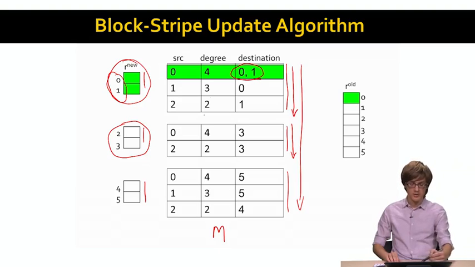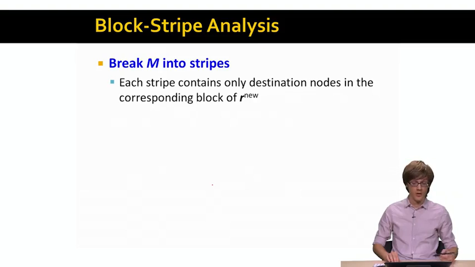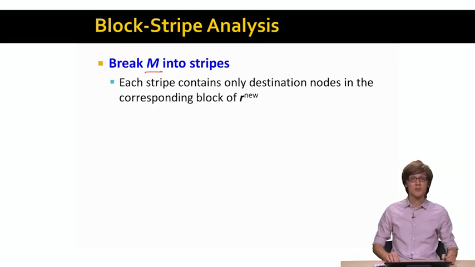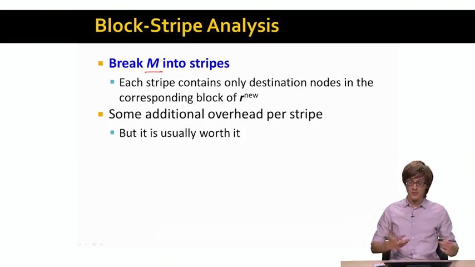Of course, there is a bit of overhead because now we have to store the degree of a node multiple times, but that is relatively small overhead overall. And actually, this is worth it. It's worth making this in practice, right? So the idea is that we take matrix M and break it into stripes, and each stripe contains only the destination nodes corresponding to the block of the R new, or to the block of nodes in the R new vector. This, as I mentioned, brings some additional overhead per stripe, but generally it's very much worth it to have that.